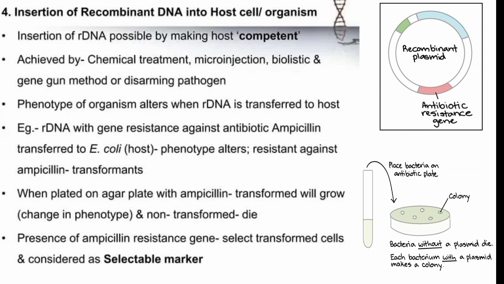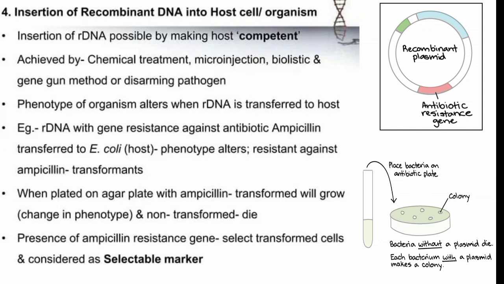The next step is insertion of recombinant DNA into the host cell or organism. So once I have my recombinant, it is already amplified. Now I need to put it into the host cell. The insertion of rDNA is possible by making the host competent, which is achieved by chemical treatment, microinjection, biolistic or gene gun method, or disarming pathogen. We have discussed all these things in the previous video.